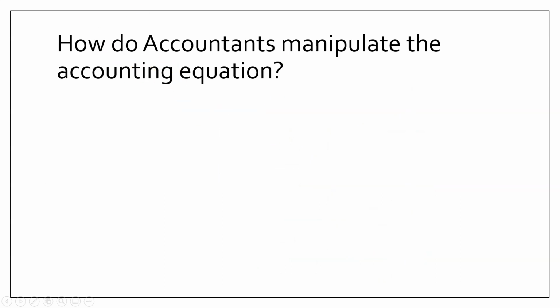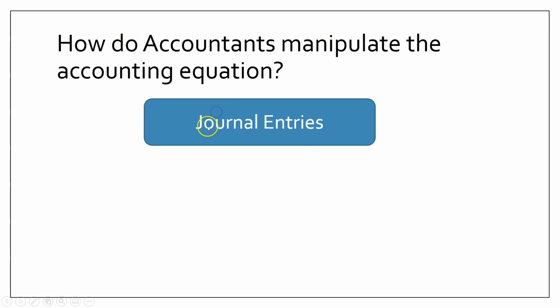So the question now is, how do accountants manipulate the accounting equation? And the answer is journal entries. Whenever we do a journal entry, we're actually putting an entry into the general ledger, and that general ledger is used to build your balance sheet, your profit and loss statement, and your other financial statements. So that's an important thing to note. When you're doing your journal entries, you're directly impacting your balance sheet, your profit and loss statement, those important statements.